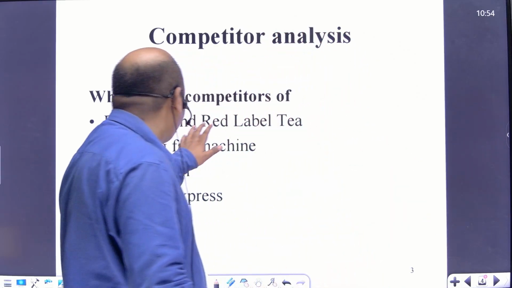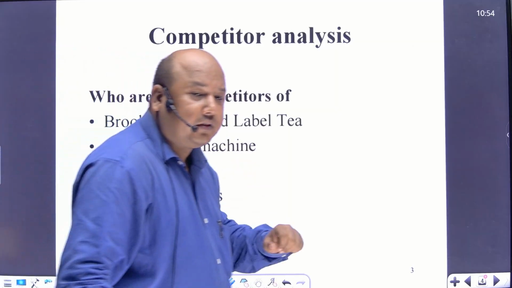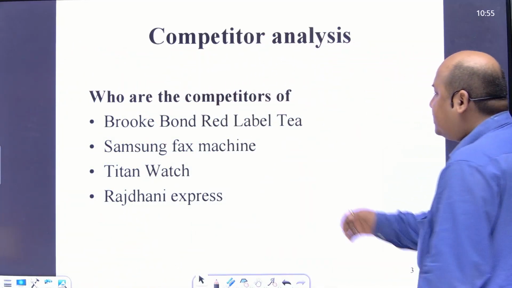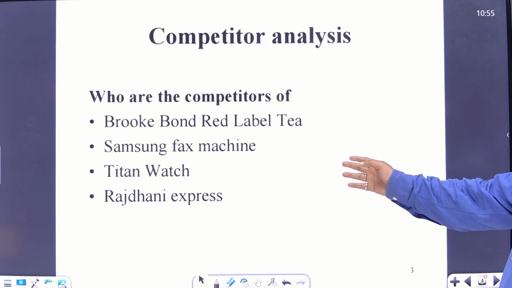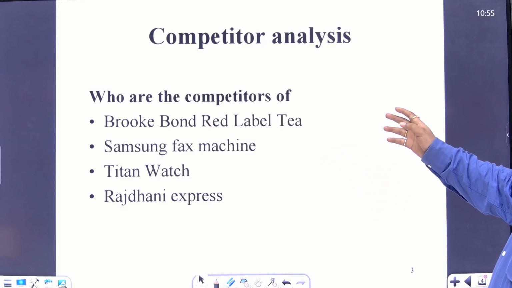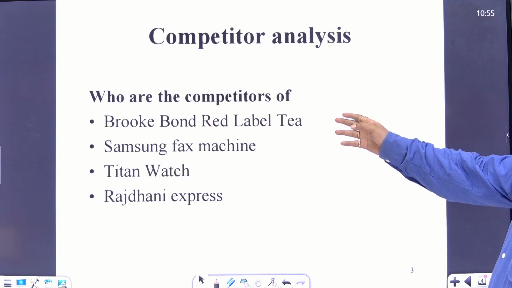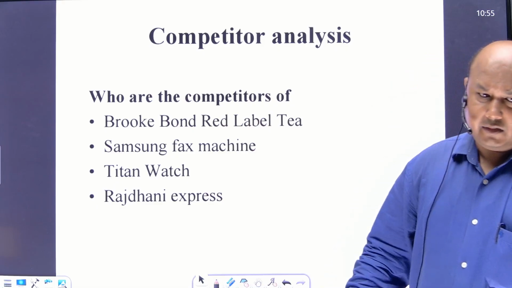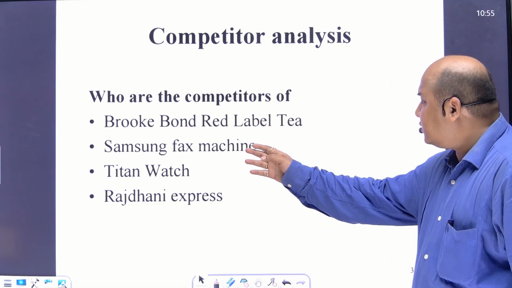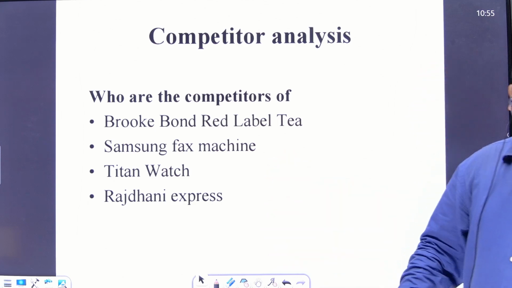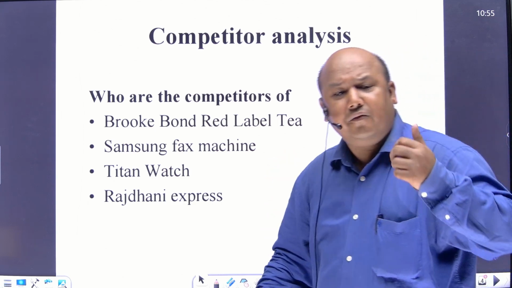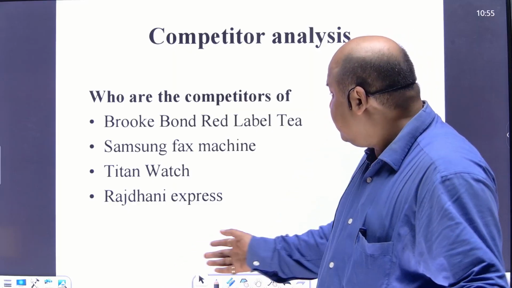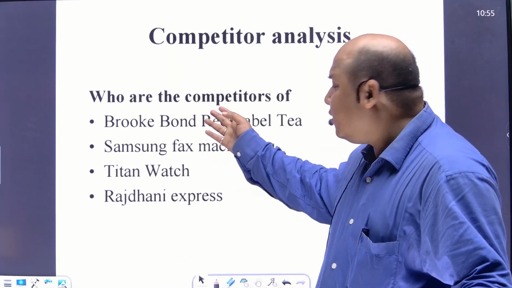Let's look at examples of competition analysis: Brooke Bond Red Label Tea, Samsung fax machine, Titan watches, Rajdhani Express. Who are the competitors of Brooke Bond Red Label Tea? Tata is the main competitor. When we talk about the Samsung fax machine, the companies making fax machines better than or the same as Samsung are the competitors of Samsung.